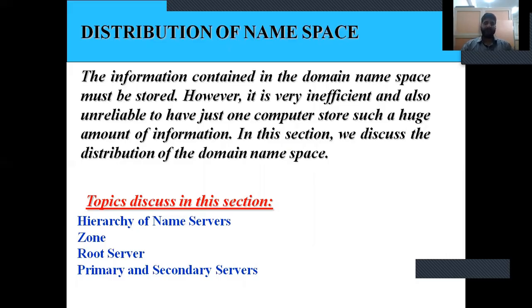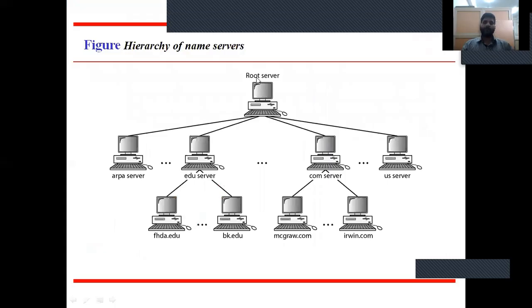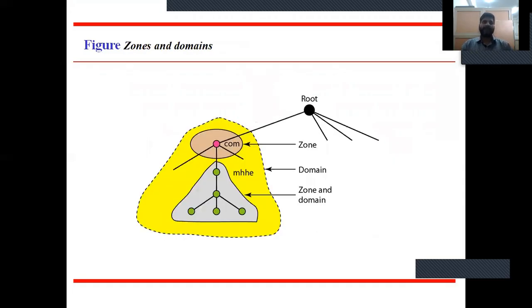In this section, we discuss the distribution of the domain namespace: hierarchy of name servers, zone, root server, and primary and secondary servers. The hierarchy of name servers is first shown in this graph. The root server is the first node, and these root servers are connected with other servers like the arpa server, the education edu server, the com server, and the us server. These servers are connected with domains like fhda.edu. This is the representation of the domain and other servers.